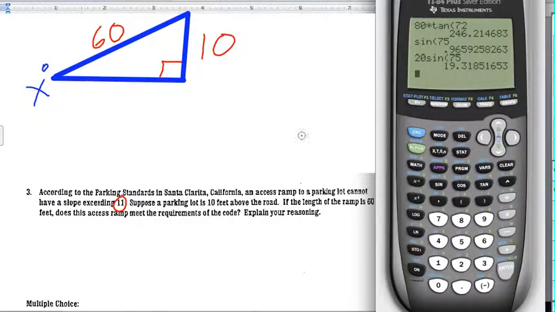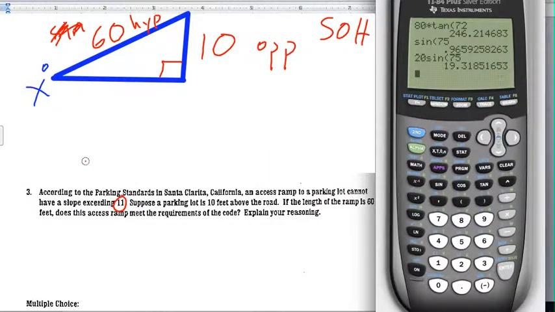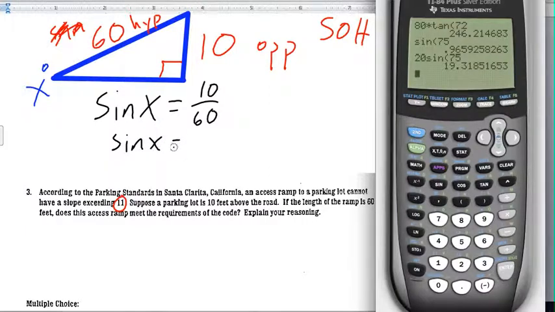So let's do some labeling. We look across, we have an opposite. We have a hypotenuse. So once again, we have a sine problem, SOH. If we set it up, sine x equals 10 over 60. It's perfectly fine to reduce that fraction. It's not actually required for this question, but it probably looks good to say that 10 over 60 is 1 over 6. And this is one of those cases where our goal is to solve for x.